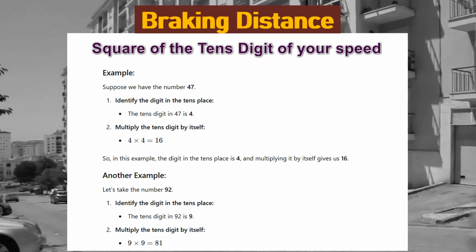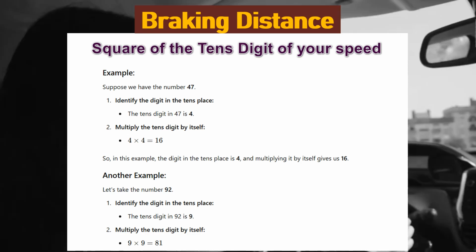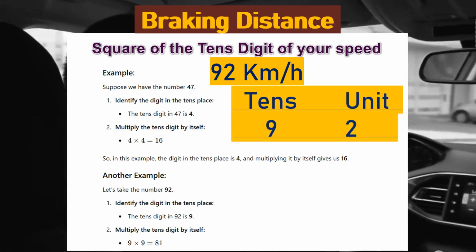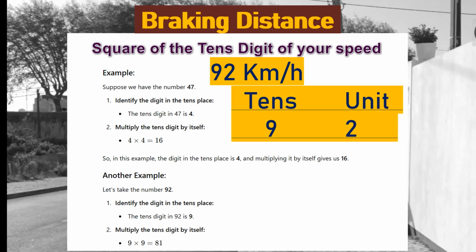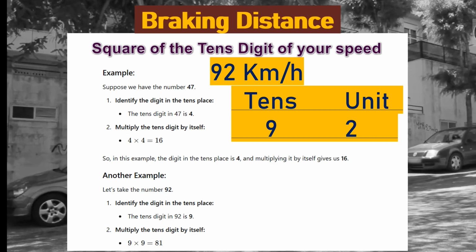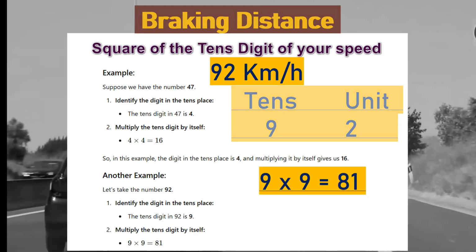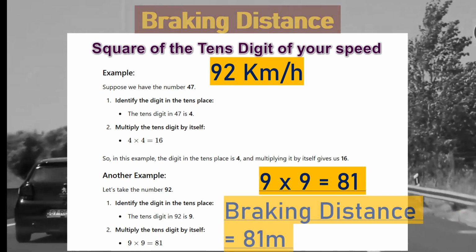meters. Another example, let's take the speed of a vehicle, 92 km per hour. Identify the digit in the tens place. The tens digit in 92 is 9. Multiply the tens digit by itself. 9 times 9, or the square of 9, is equal to 81. Then the braking distance will be 81 meters.